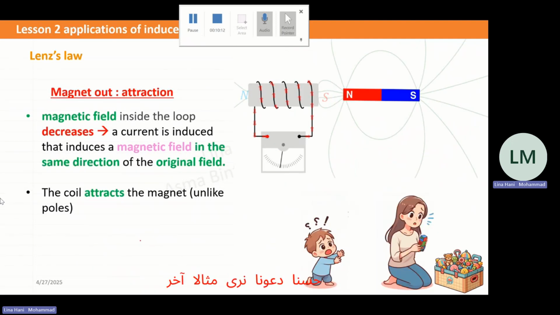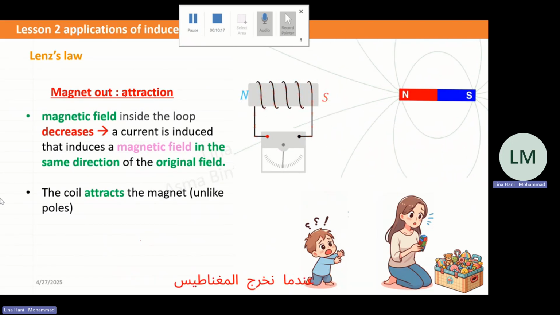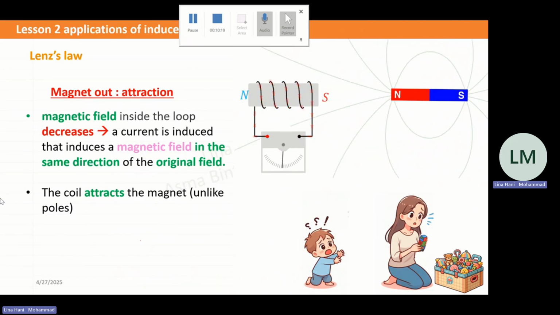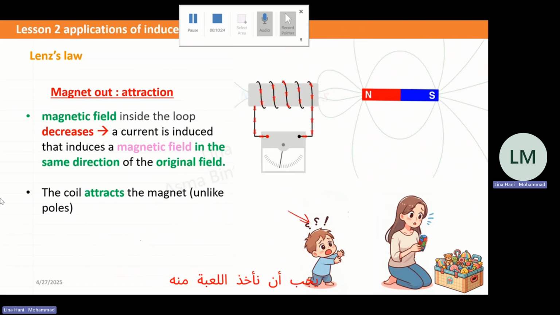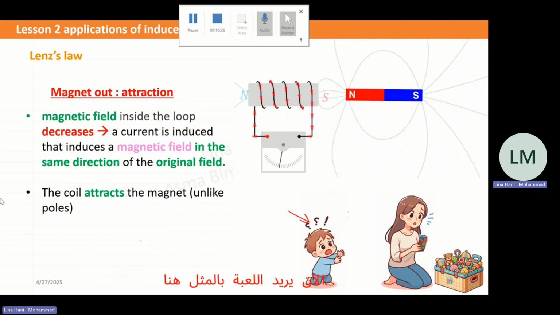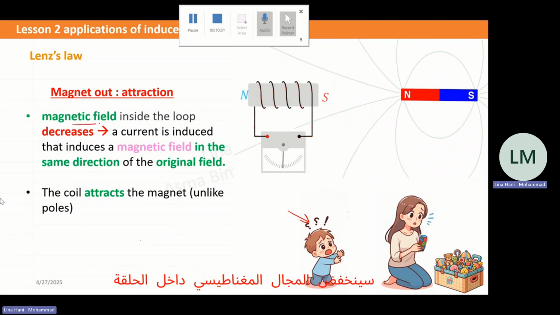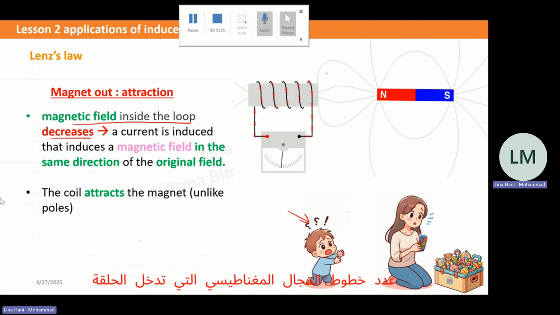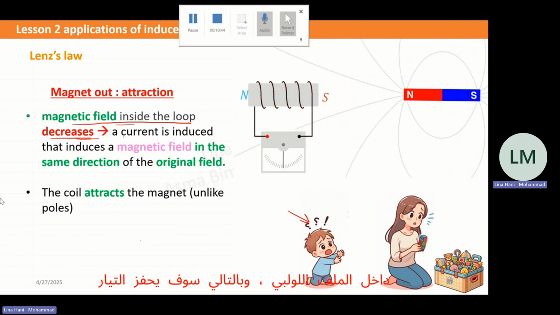Okay, let's see another example. What happens when we take the magnet out? When we take the magnet out, surprisingly, now he wants the toy. Once we took the toy away from him, now he wants the toy. Similarly here, when we pull the magnet out, the magnetic field inside the loop will decrease. You'll have fewer number of magnetic field lines going into the loop. So the total magnetic field will decrease inside the solenoid.